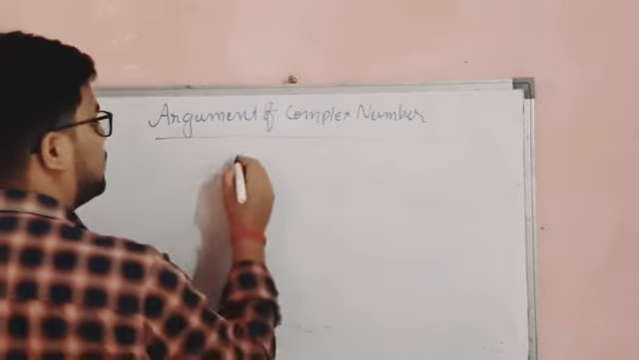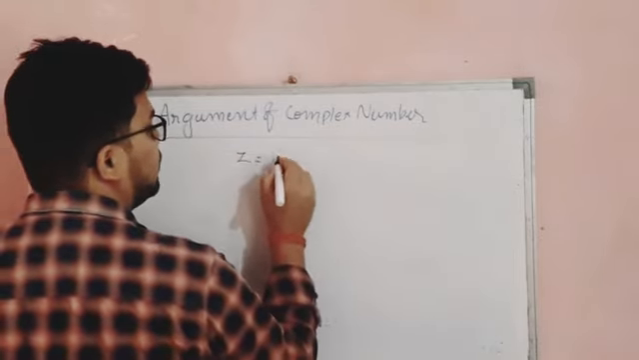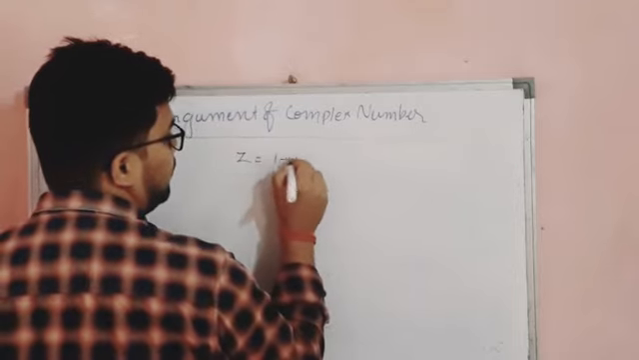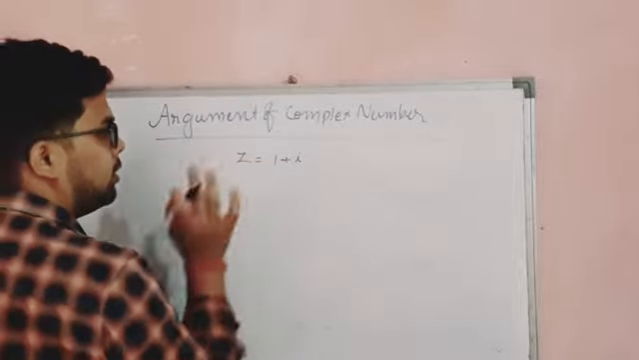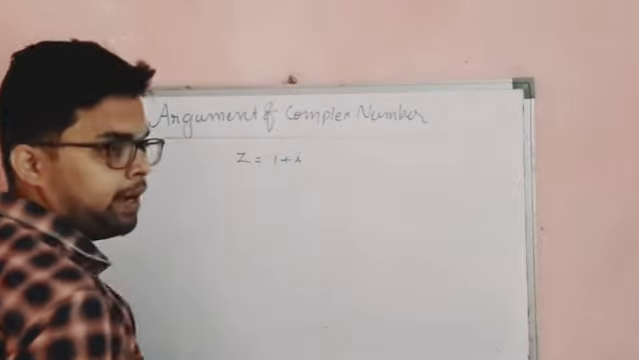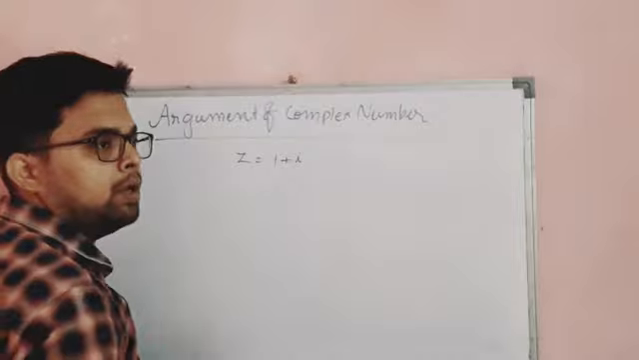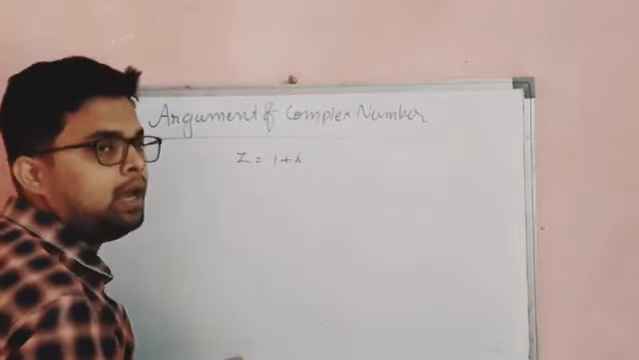Let z is equal to 1 plus i. This is a complex number. I want to know what is the argument of this complex number. So in which quadrant will this complex number lie? Tell me. Here the values of a and b are positive, the values of x and y are positive, so it means that this complex number will lie in the first quadrant.